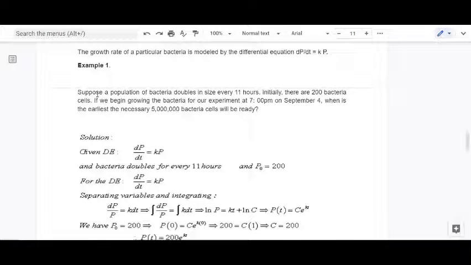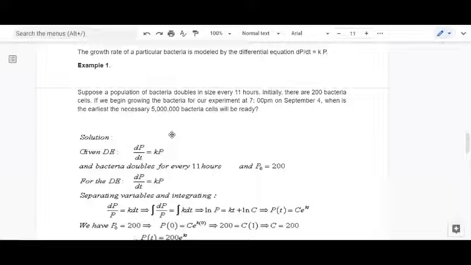Now we're going to talk about this example to show how differential equations and other calculus are applied in bacterial growth. Suppose a population of bacteria doubles in size every 11 hours. Initially, there are 200 bacteria cells. Suppose you began growing the bacteria for our experiment at 7 p.m. on September 4, and 5 million bacteria cells are needed.